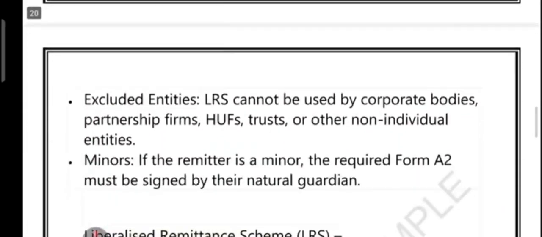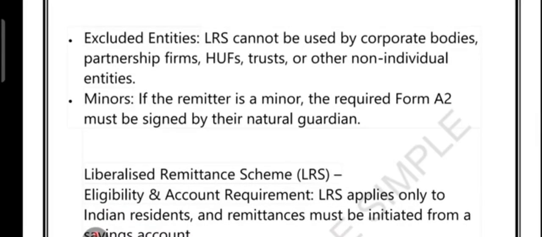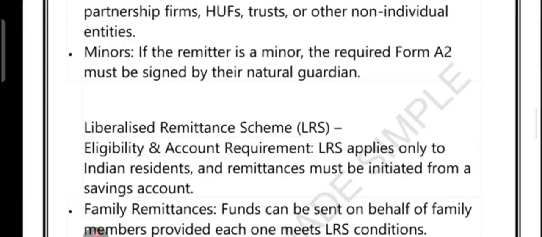Who is eligible? I think it is clear. Who is excluded? Company, partnership, Hindu undivided family, trust, or any non-individual. They are not included. And if a minor is sending money under the LRS, their guardian must sign the required form A2, right? They must fill the form A2.